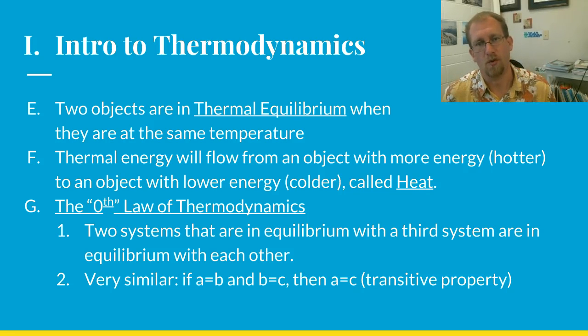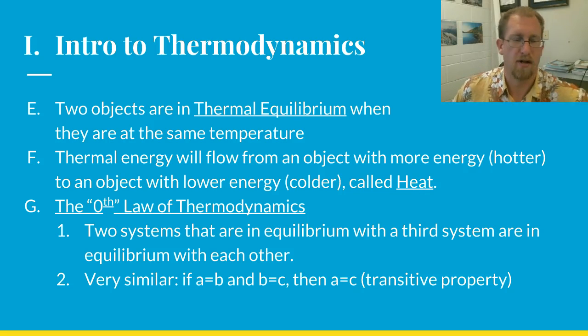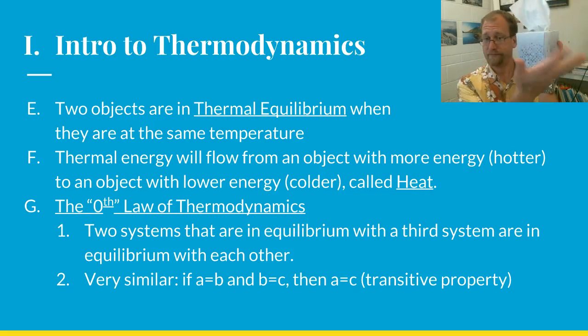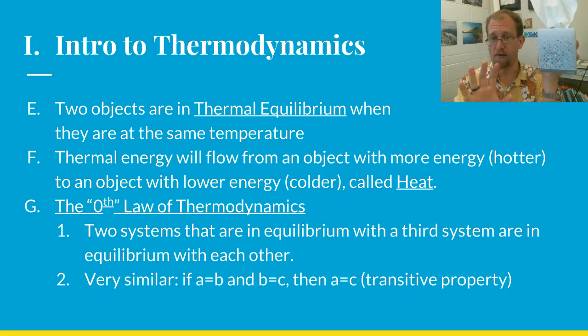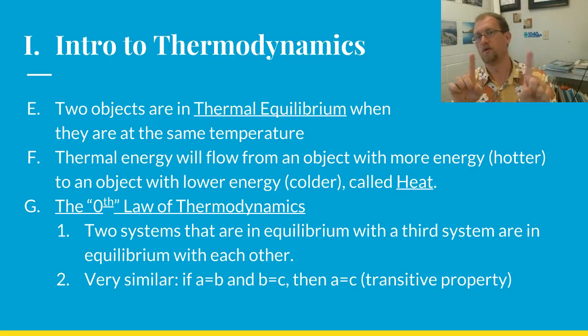So that brings us to the 0th law of thermodynamics. Two systems that are in equilibrium with a third system are in equilibrium with each other. So if this box of Kleenex is the same temperature as the air around it, which it probably is, and this box of Kleenex is the same temperature as the desk that it's on, then I could say that the air and the desk are the same temperature, because the one thing is in equilibrium with two other systems, and so those two systems must be in equilibrium with each other.